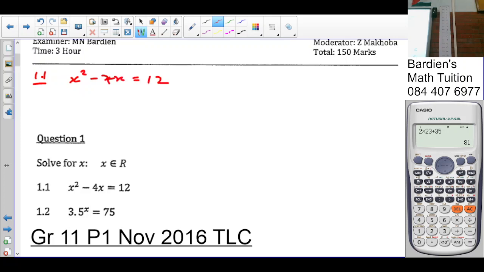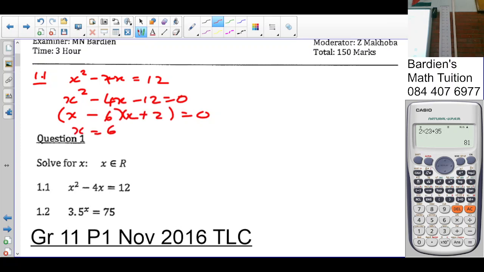So firstly we bring that 12 over the equal sign to get the quadratic in the standard form of ax squared plus bx plus c equals 0. So it will be x squared minus 4x minus 12 equals 0. You can factorize using your trinomial factorization, 6 and 2, minus and plus. So x is equal to 6 or x is equal to minus 2.